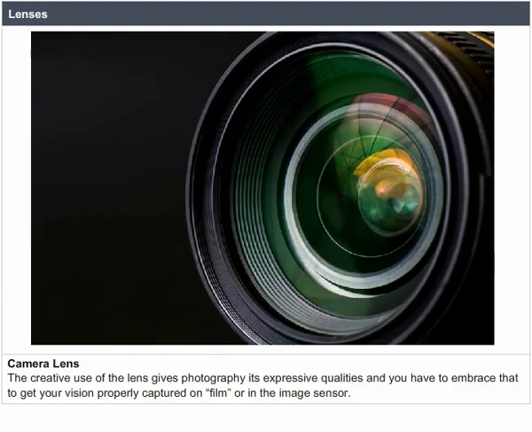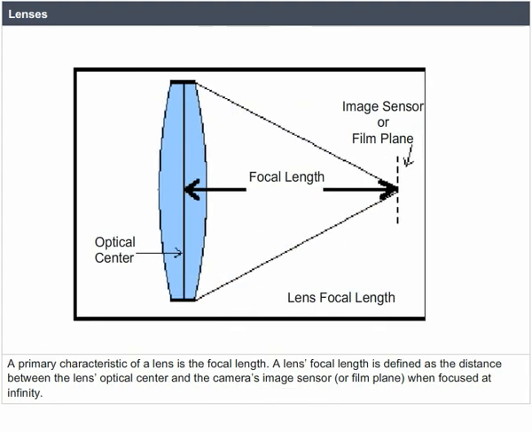Lenses. Camera lens. The creative use of the lens gives photography its expressive qualities, and you have to embrace it to get your vision properly captured on film or in the image sensor. A primary characteristic of a lens is the focal length. A lens's focal length is defined as the distance between the lens's optical center and the camera's image sensor, or film plane, when focused at infinity.